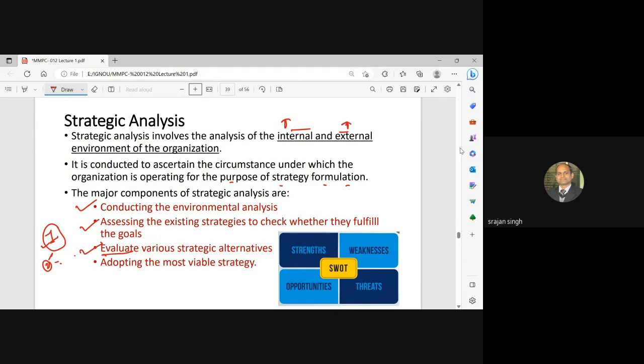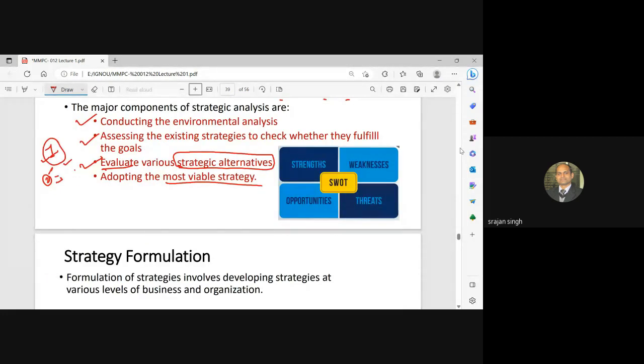Now question comes that if there are two alternatives available, why can't we pursue both the alternatives, alternative one and alternative two? Why can't we both pursue? Because of limited resources, be it raw material or efforts or time or capital, it could be any resource. So because of limited resources, we have to take decision that out of two or more than two alternatives available, which one should be undertaken. And that's why it is important to evaluate various strategic alternatives. And if you don't evaluate the pros and cons, the benefit and losses of various alternatives, how would you be able to select specific strategy. Next, adopting the most viable strategy. And finally, if you get a strategy after evaluation, you have to adopt it.